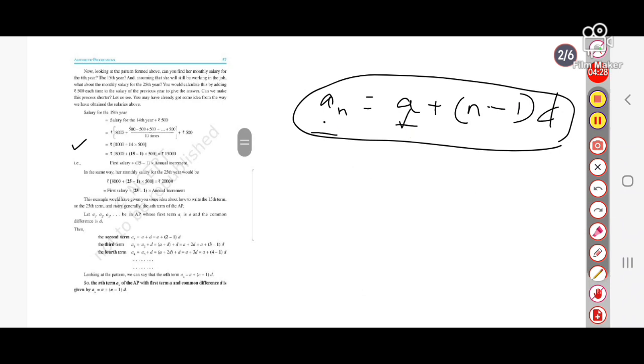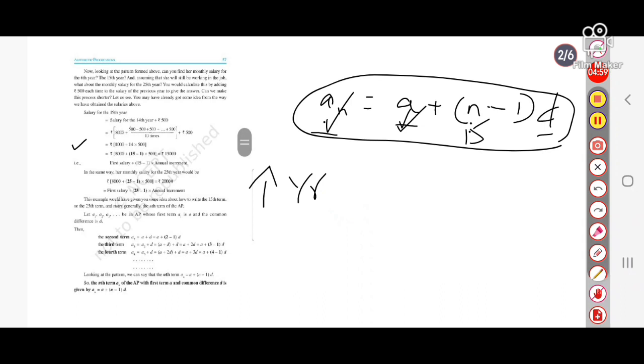AN will be the salary of the year you are asking for. Here they have asked for the 15th year, but you can assume it to be the 20th year or 25th year, whatever it may be, your nth year. So that will be AN. A will be the first year salary, then N is the number of periods. So you are asking for the 15th, right? So 15 will be the N value, and 15 minus 1 will be 14, with a common difference. Common difference is nothing but the increment value of each year. This D stands for common difference.